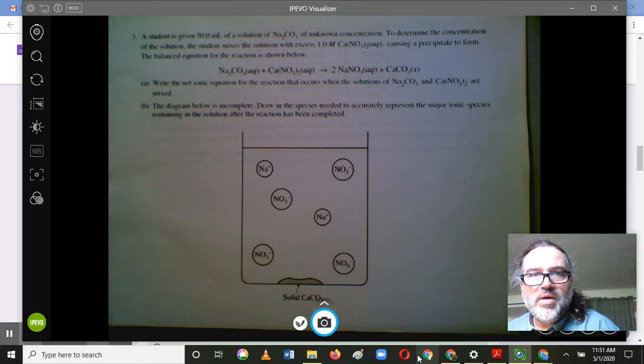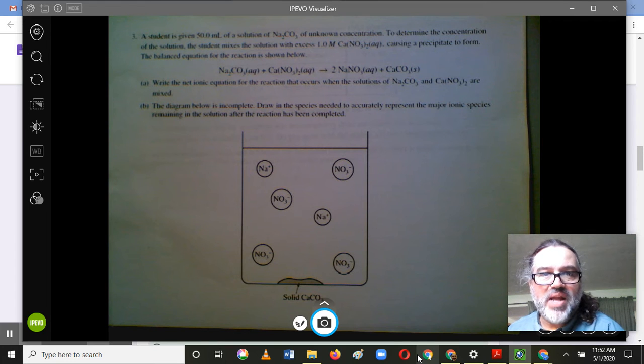You're given a 50 milliliter solution of sodium carbonate, Na2CO3, but you don't know its concentration. So to determine the concentration, the student mixes it with calcium nitrate, 1 molar, and a precipitate forms, and you can see the chemical reaction below. So let's go through and talk about one way to figure out the concentration.